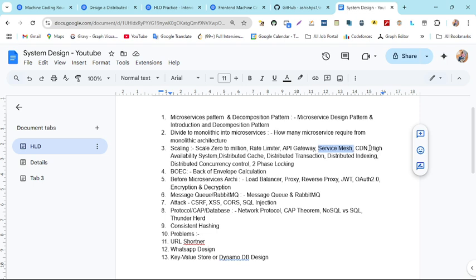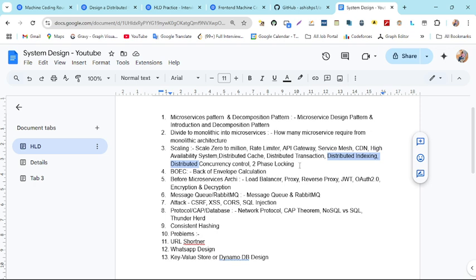To scale our system in different locations or different countries, we will see how we can leverage the CDN. Then we will discuss how we can create a high availability system. After that, we will design the distributed cache, then the distributed transaction, then distributed indexing and distributed concurrency control.